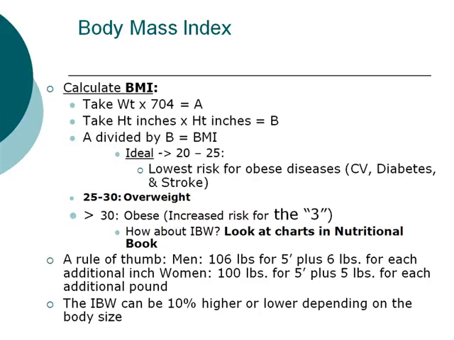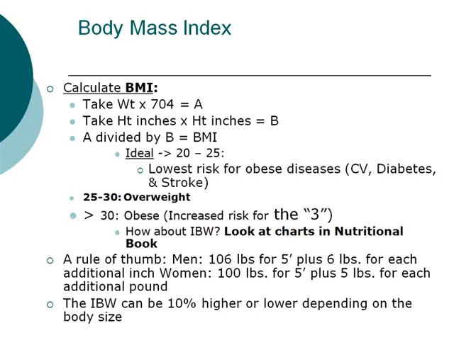So right now, let's look at your BMI. Take your weight and multiply it times 704. Take your height and multiply it times itself. Let's say if you're 64 inches, then it would be 64 times 64. Now divide B into your A number, and that gives you your BMI.